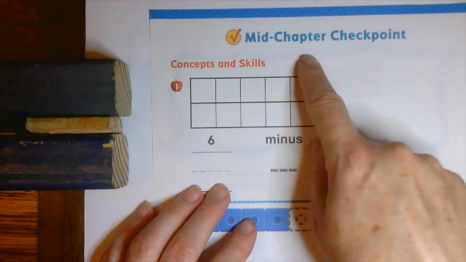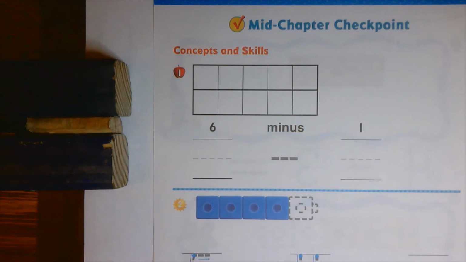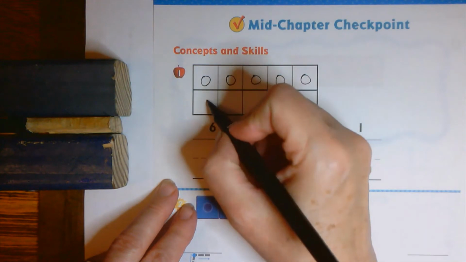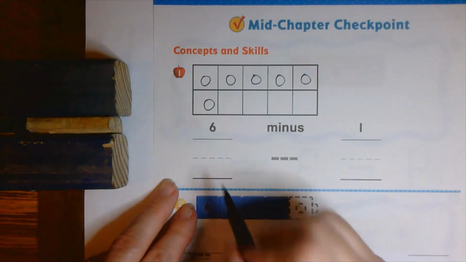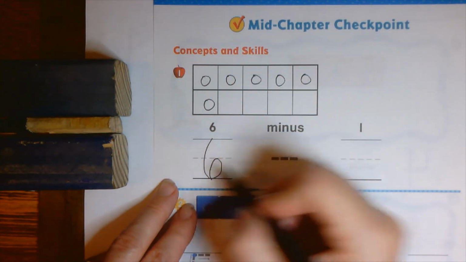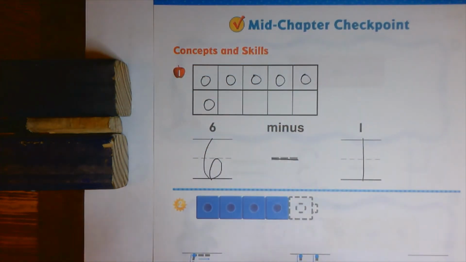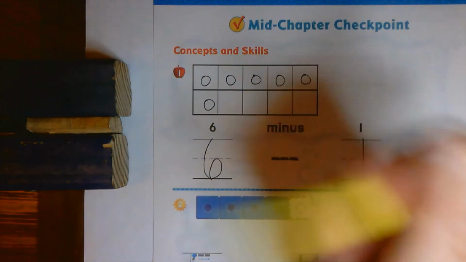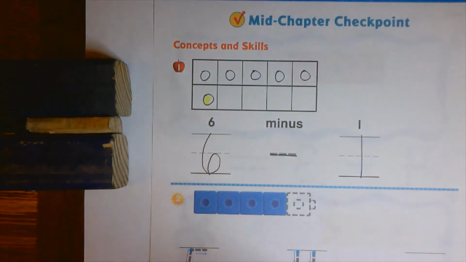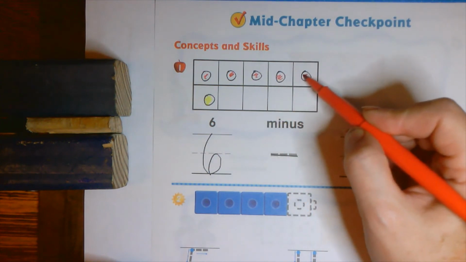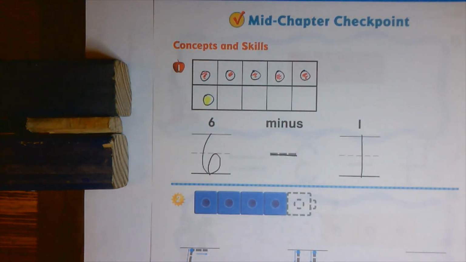Last page. Here is our mid-chapter checkpoint. 6 minus 1, so of course we're going to make our counters in here. 5, 6. And one of these, let's go ahead and make one be yellow. And then the others will be red, and you can see we've got a row of red here now, don't we? And you know how many go in a row.